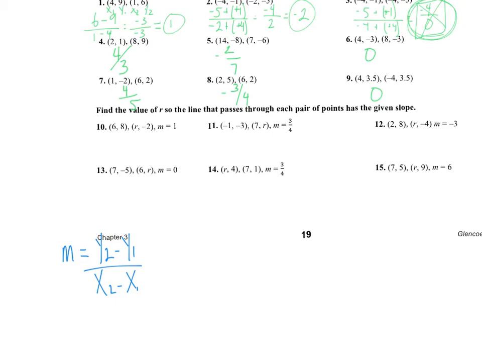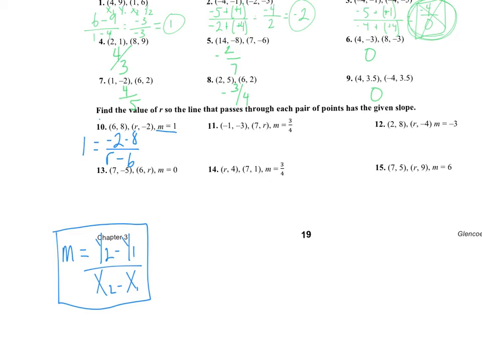So let's take a look at number 10 first. If I'm going to set up number 10, I'm going to use everything right here and make it look like this. I'm going to say I want 1 to be equal, because that's what m is, to y2 minus y1. So y2, -2, minus y1, 8, and that's over x2, in this case r, minus 6.